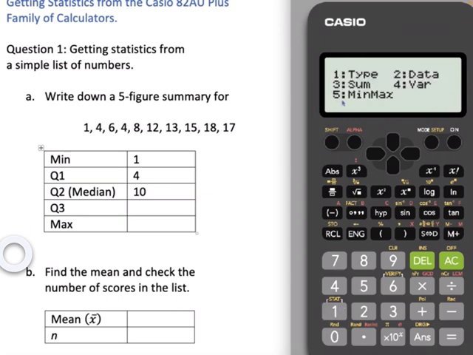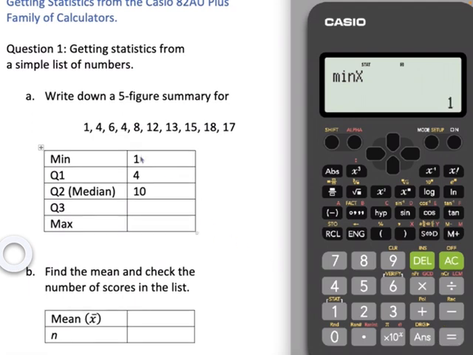and for a five-figure summary, we need the min-max option. So we're going to use that a lot. So press 5. And it's asking us, what do you want? Well, we want the minimum score, which it's fairly obvious is 1, isn't it? But if you had a larger data set, it might not be that obvious. So we'll press 1 for that and equals. And yep, we can confirm it is 1.